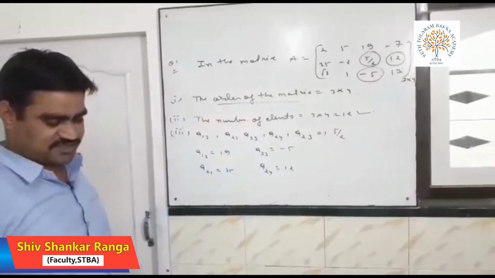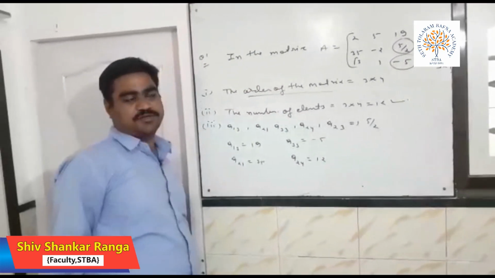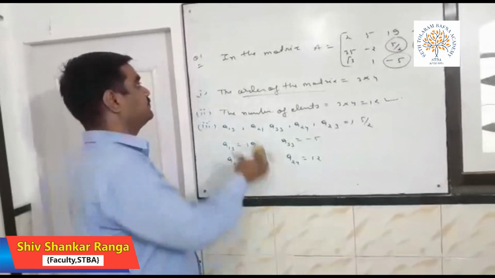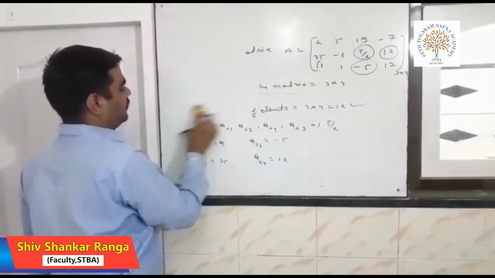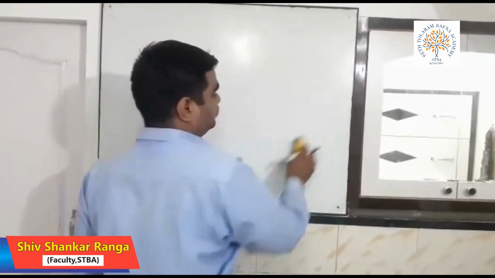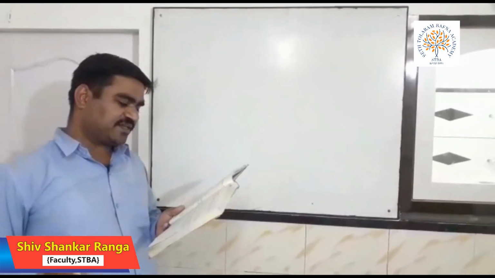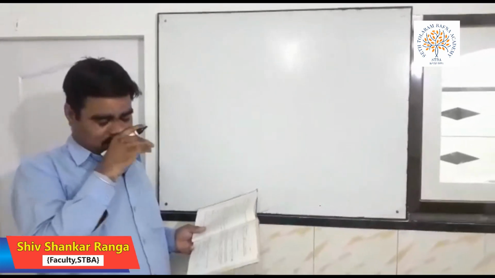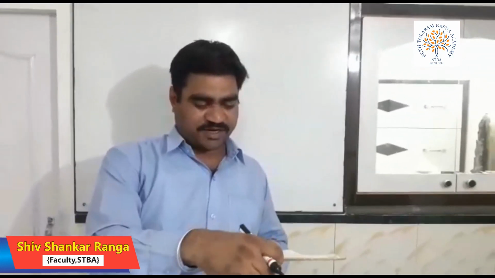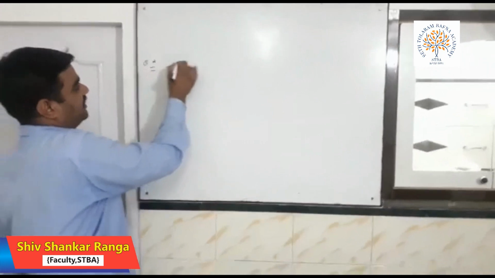Complete question number first. And second question. Second question says: if a matrix has 24 elements, what are the possible orders it can have? What if it has 13 elements? 24 elements. Question number 2.